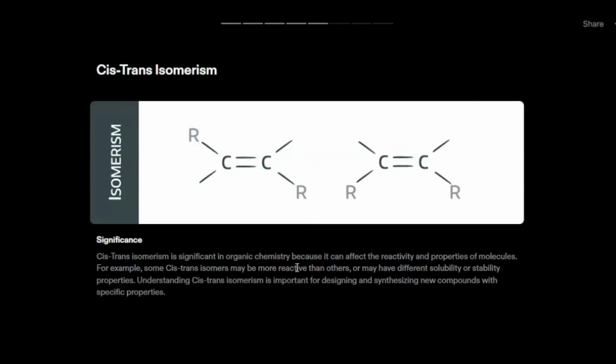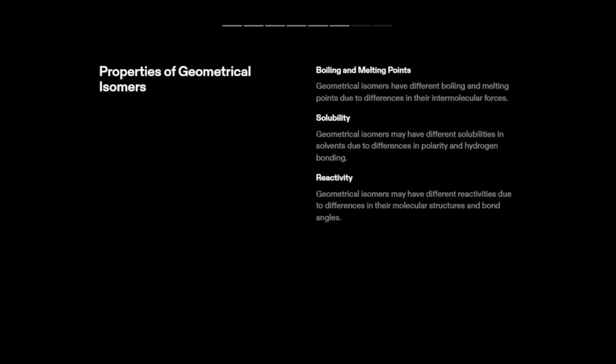Let us see the significance of cis and trans isomers. Cis-trans isomerism is significant in organic chemistry because it can affect the reactivity and properties of molecules. For example, some cis-trans isomers may be more reactive than others or may have different solubility or stability properties. So understanding cis-trans isomers is very important in organic chemistry because it leads to differences in properties. Okay, let's see the next slide.